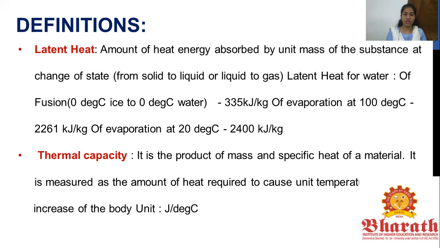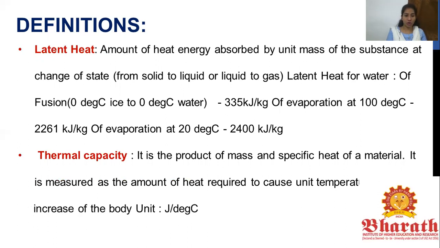So if you see an example of the latent heat for water, for fusion, it is 0 degrees Celsius ice to 0 degrees Celsius water, which is 335 kilojoules per kilogram. For evaporation at 100 degrees Celsius, it is 2,261 kilojoules per kilogram. For evaporation at 20 degrees, it will be 2,400 kilojoules per kilogram.